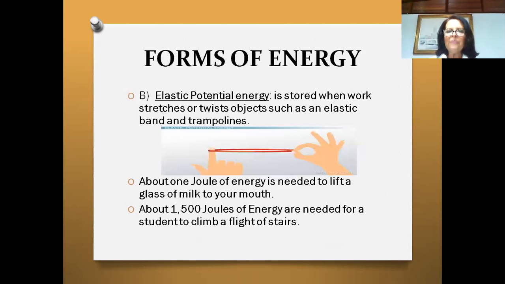The B, or the second type of potential energy, is called elastic potential energy. This is a stored energy when work stretches or twists objects, such as an elastic band or trampolines in the swimming pool. Now we have some facts about energy. 1 joule of energy is needed to lift a glass of milk to your mouth, and about 1,500 joules of energy are needed for one student to climb a flight of stairs, meaning that when you go from cafeteria all the way to the first floor, you are using 1,500 joules of energy.